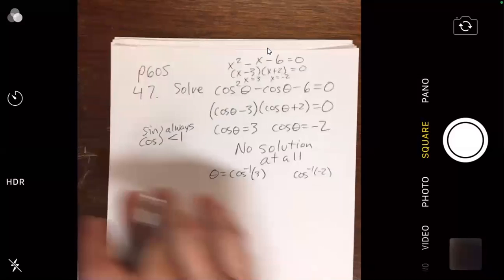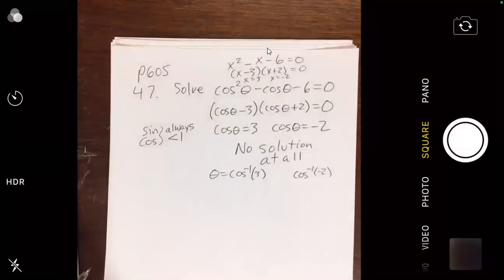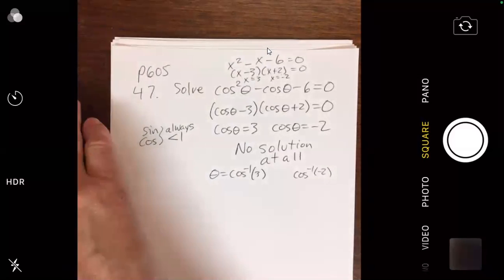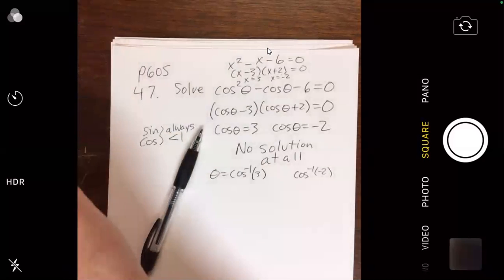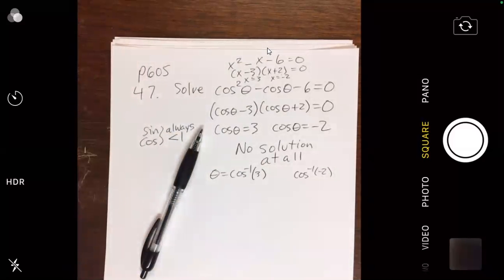Let's check the book. Let's see, this was 7.4.47. I don't know why I can't keep a page back here because I'm not real bright. 7.4.47. Oops, next page. No, 7.5, 7.4.47. No solution at all.